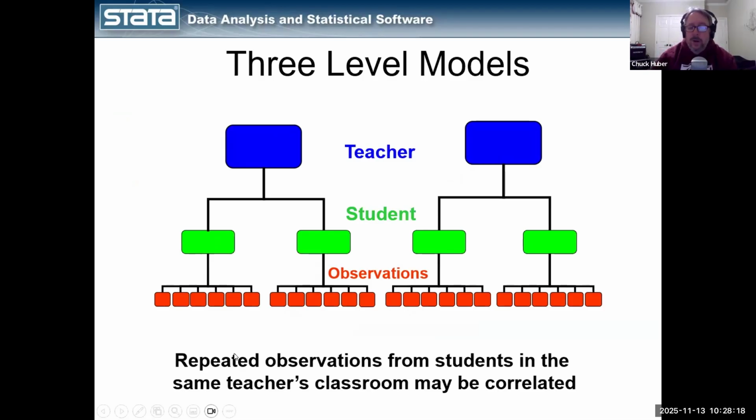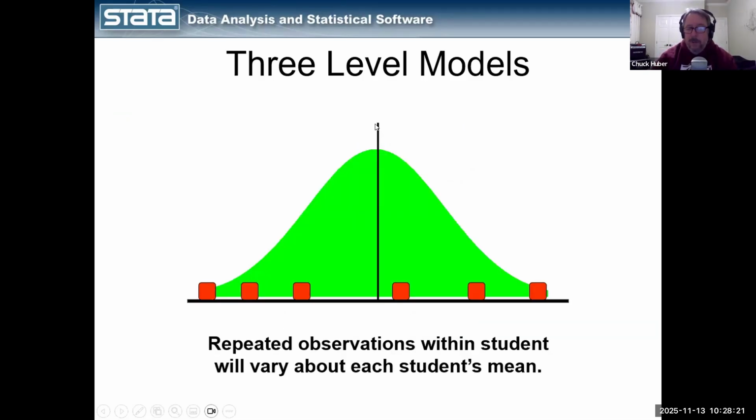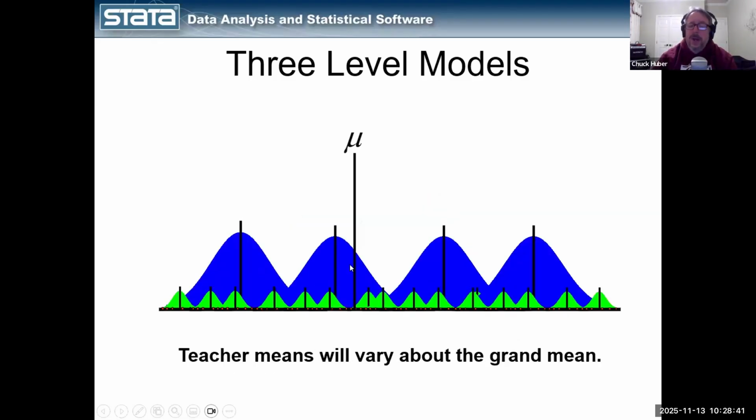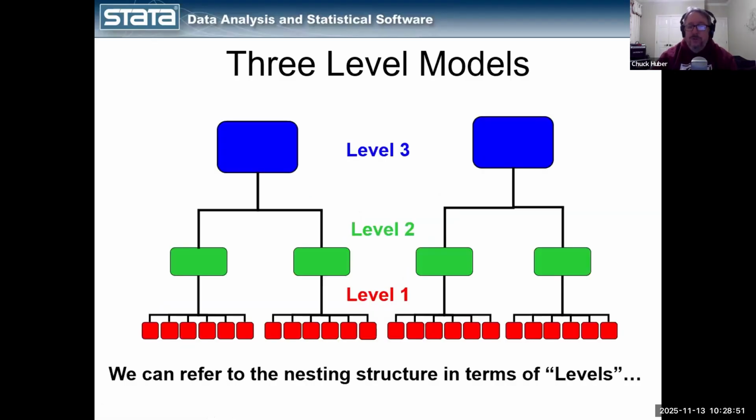So what we can do here is we can assume that we could calculate a mean for each student and talk about the deviation of the repeated observations from the student mean. Then we can talk about the student means deviating from their overall classroom mean. So now the blue hump here, the blue normal distribution, represents the distribution of student means within the classroom. So blue is classroom, green is individuals. And we can talk about the deviation of the classroom means from the overall grand mean, or the teacher means from the grand mean. So there are now three sources of variability here.